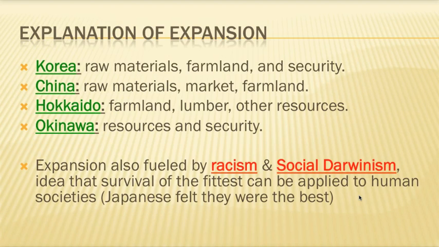Now, expansion was also fueled by racism and social Darwinism. Social Darwinism is an idea that the survival of the fittest can be applied to human societies. The Japanese felt that they were the best, so they really felt like they were allowed to take land from other people because other countries were backwards or not well governed enough. And so they thought they were the top of the food chain and they could go in and take it.